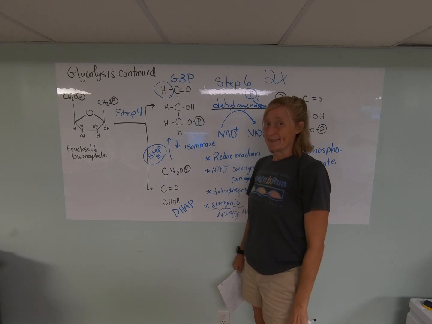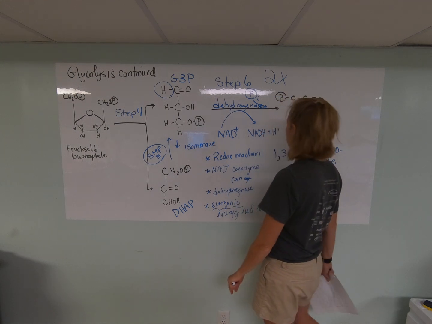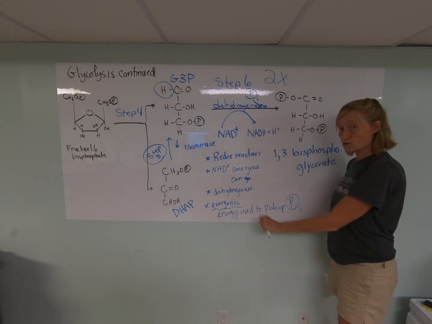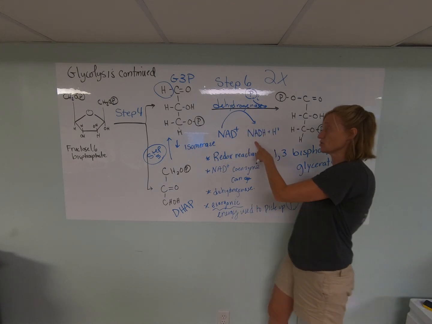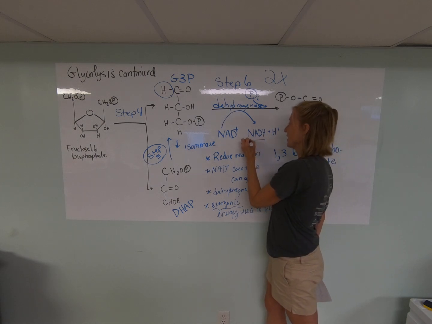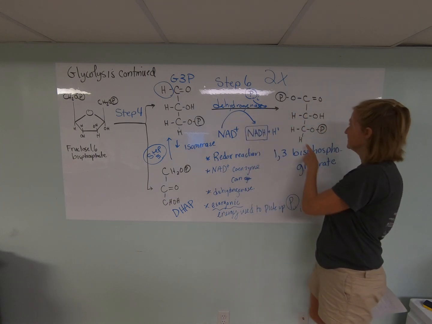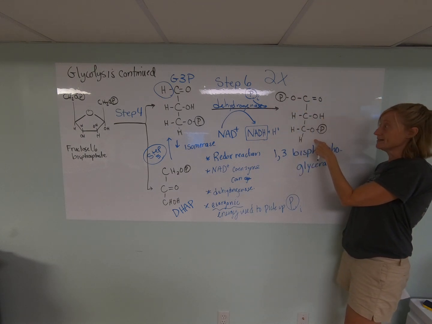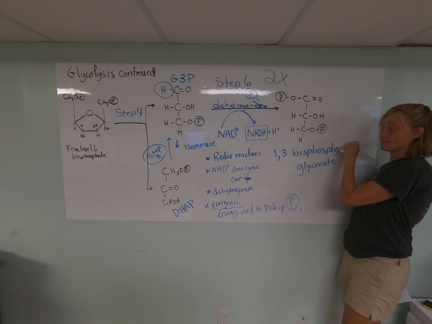Okay, I think we're ready to take a look at what happens in step 7. But this was a huge step. Our first redox reaction, our introduction to our shuttler of high energy electrons. And now we have a molecule that is ready for action. We're going to see what happens to these phosphates in steps 7 through 10.